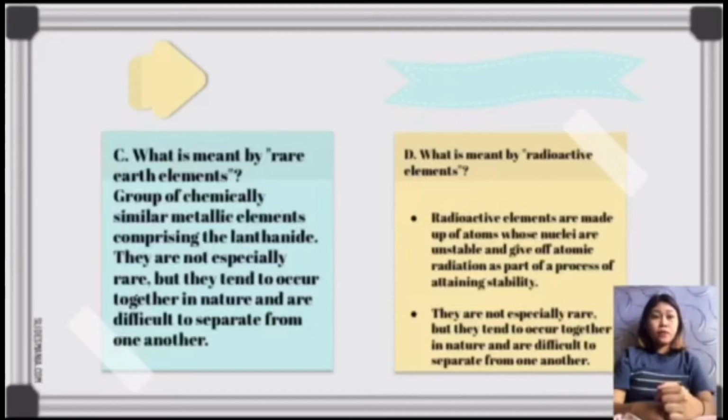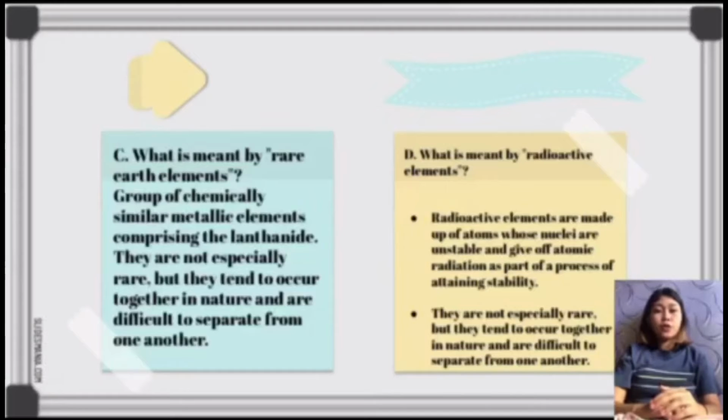What is meant by radioactive elements? Radioactive elements are made up of atoms whose nuclei are unstable and give off atomic radiation as part of a process of attaining stability. When an atom receives enough neutrons, it becomes unstable and decays. Tritium, a radioactive hydrogen isotope naturally occurring in extremely low quantities, is a good example of this.